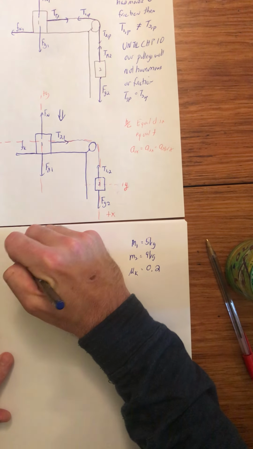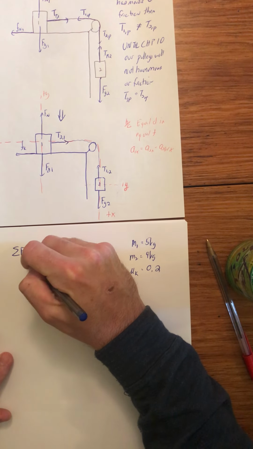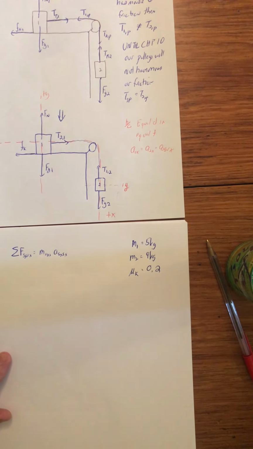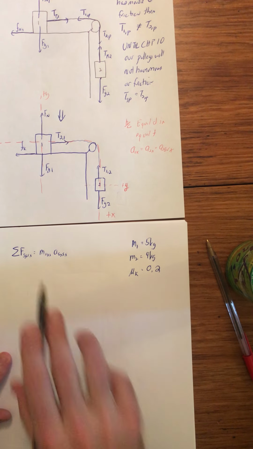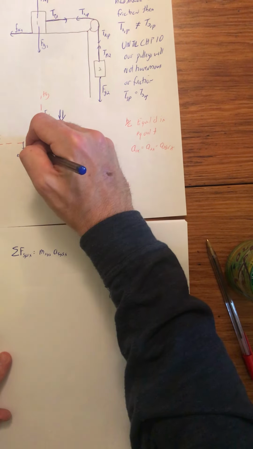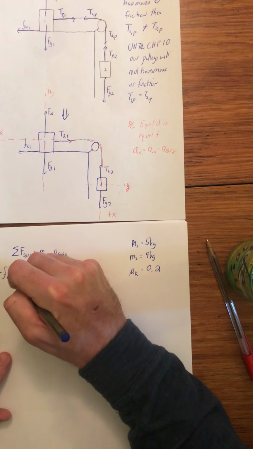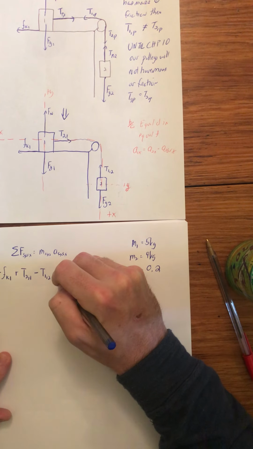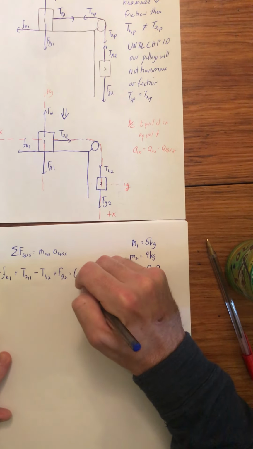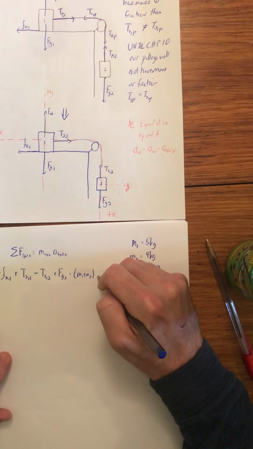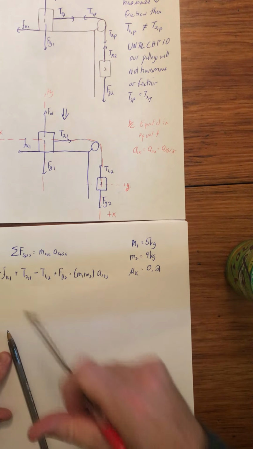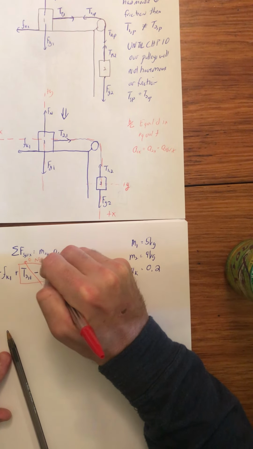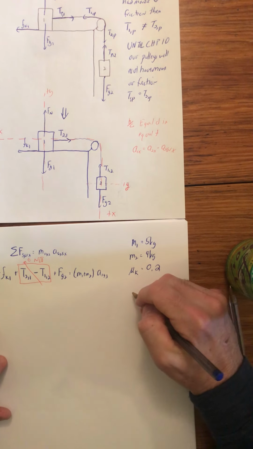I'm just going to use my system analysis. The sum of forces of the system in the x direction is the mass of the system, a_sys x. So I've got negative Fk1 plus T2 on 1 minus T1 on 2 plus Fg2 equals (m1 plus m2) a_sys x. I'm going to box these two because I know that they go to 0 as a grouping because of Newton's third law.